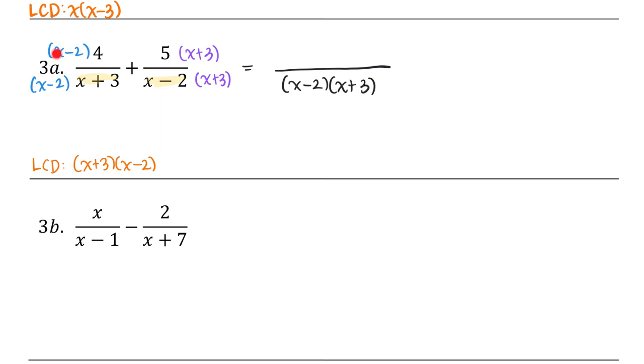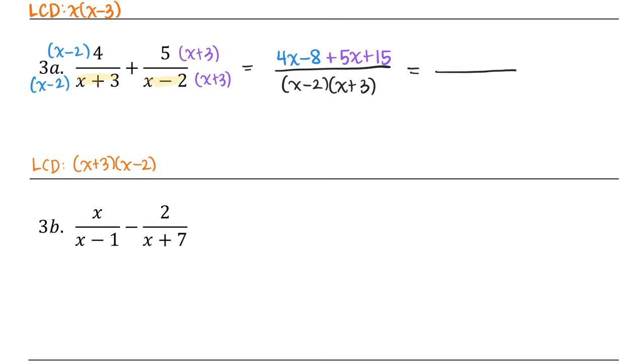Now I'm going to multiply the top. If I do x minus 2 times 4, I get 4x minus 2 times 4, 8. 4x minus 8. Now I'm going to distribute the next one. So plus 5 times x, 5 times 3. So plus 5x plus 15. I definitely see like terms, so let's simplify this.